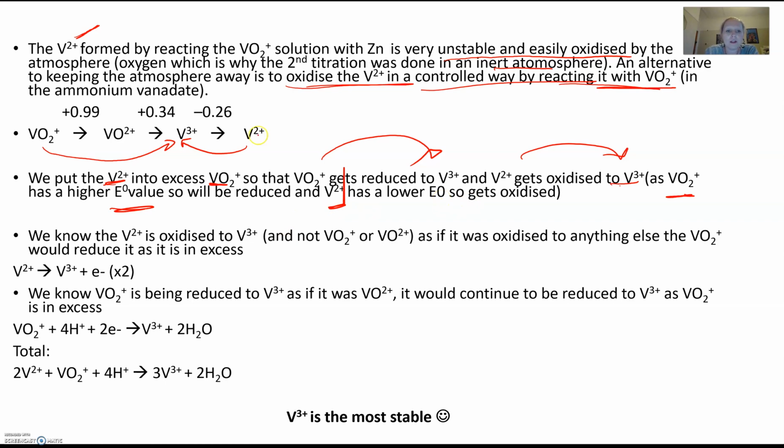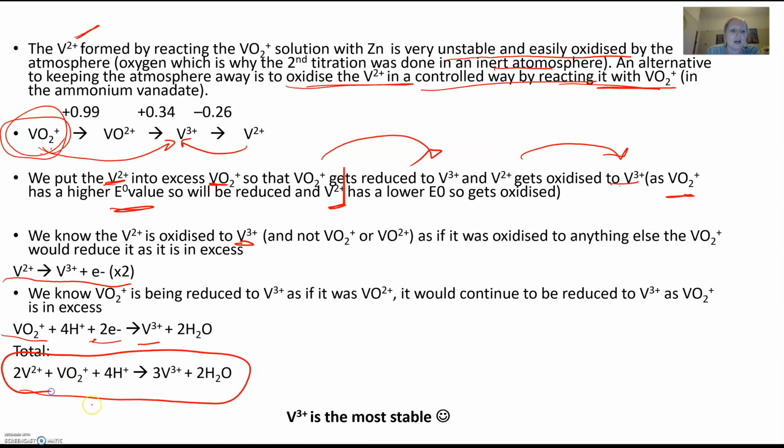So we know that V2+ will only get oxidized to V3+ and not the other two, because it could get oxidized to the other two, but not in this situation because we're adding the VO2+ in excess. And because this has got the highest reduction potential, it would always get reduced. So if any of this V2+ got oxidized, it would immediately get reduced by the excess VO2+. I hope that makes sense. So the V2+ gets oxidized to V3+, and the VO2+ gets reduced to V3+, and here's your overall equation.